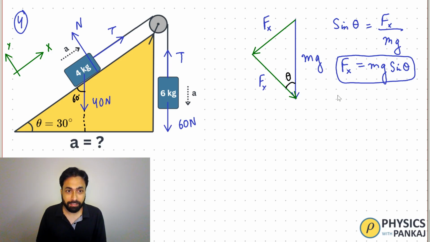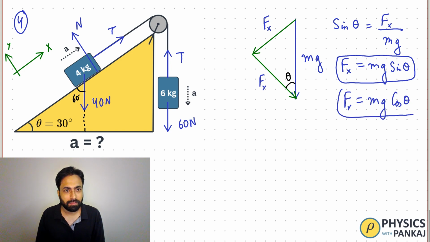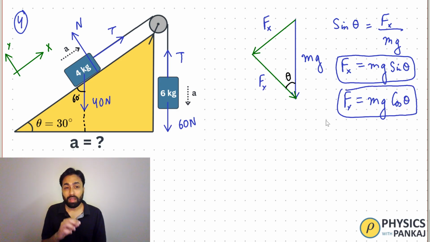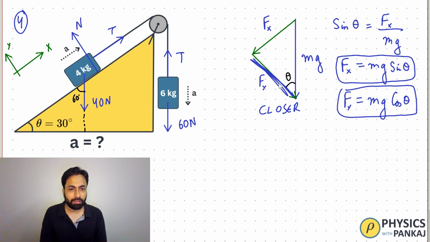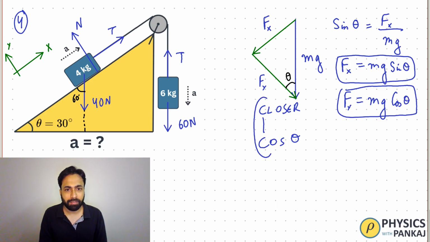If this is sine theta, then of course, if you write the expression for cos theta, you would get fy as mg cos theta. Now, I would highly recommend to remember this for faster calculations. The side which is closer to theta, that is this one, would be cos theta. So this is how you can remember it.